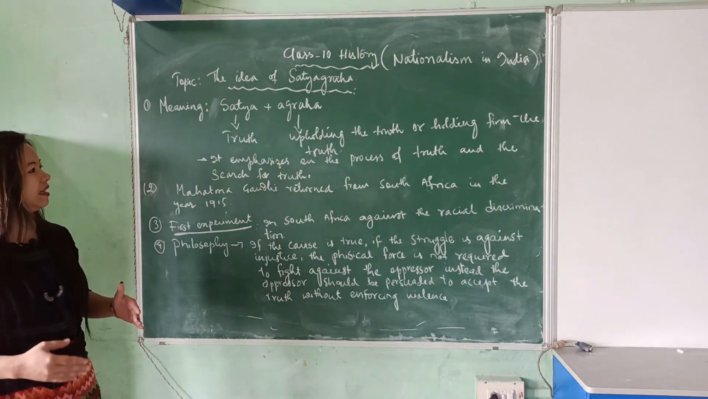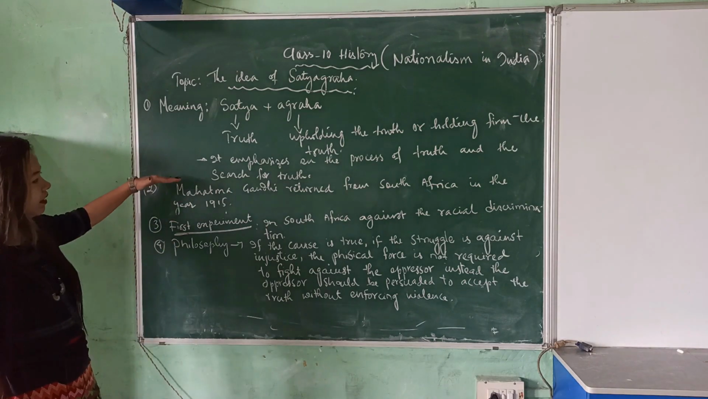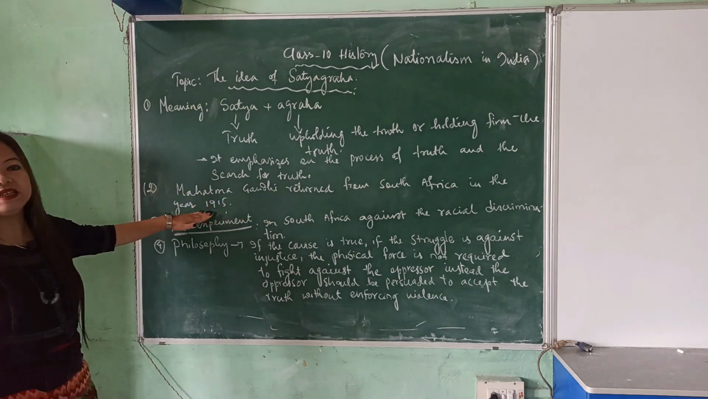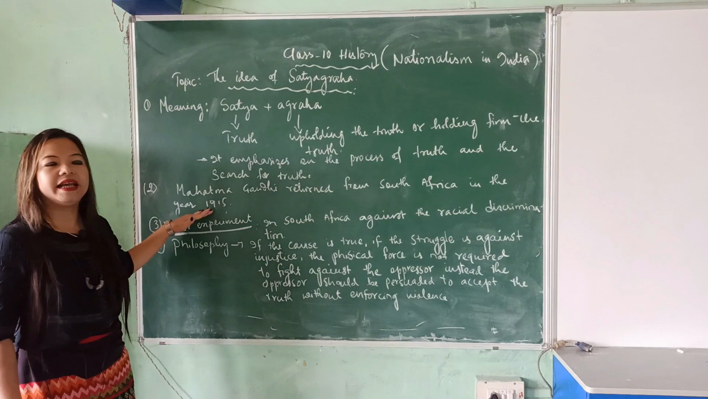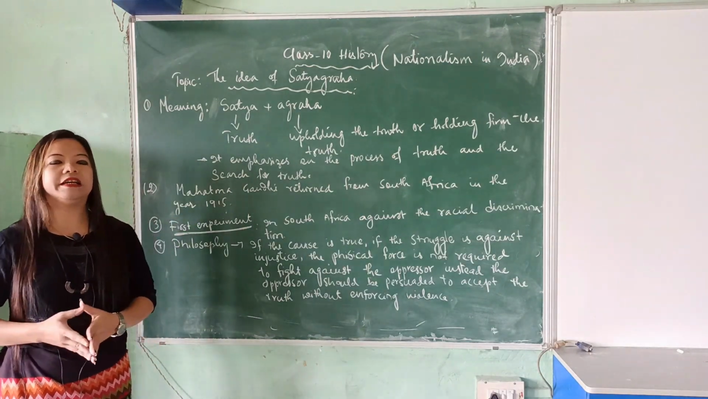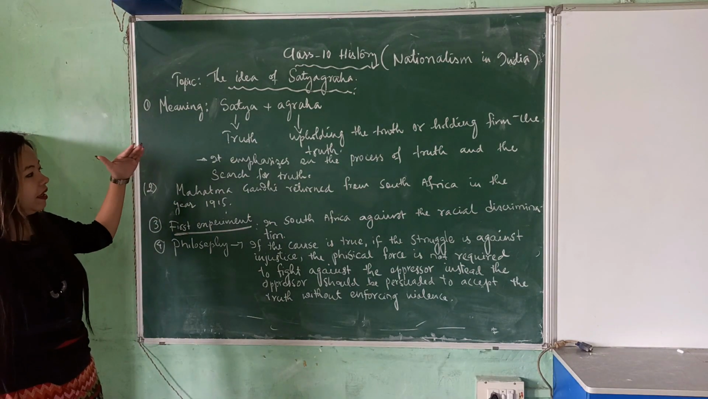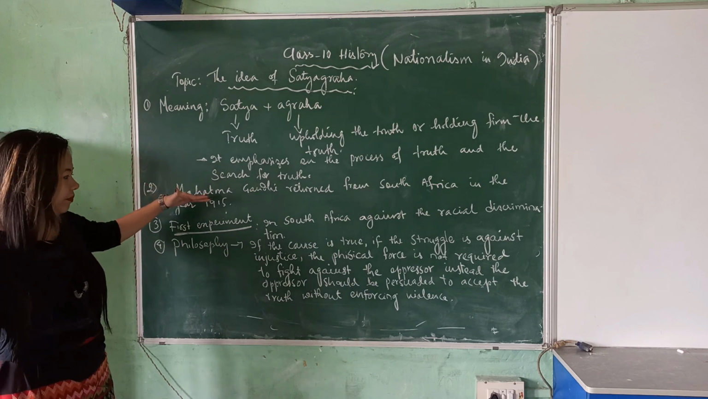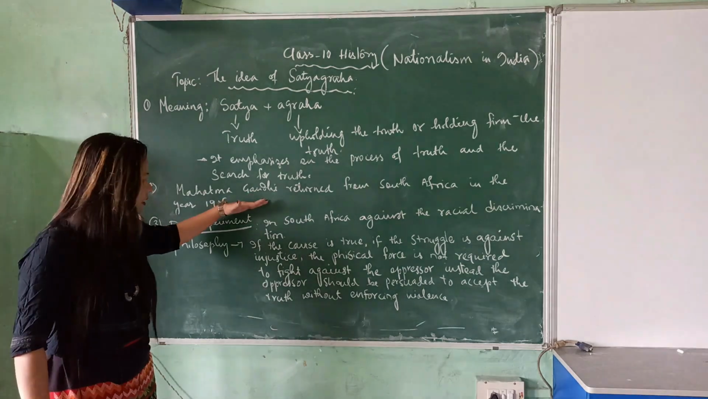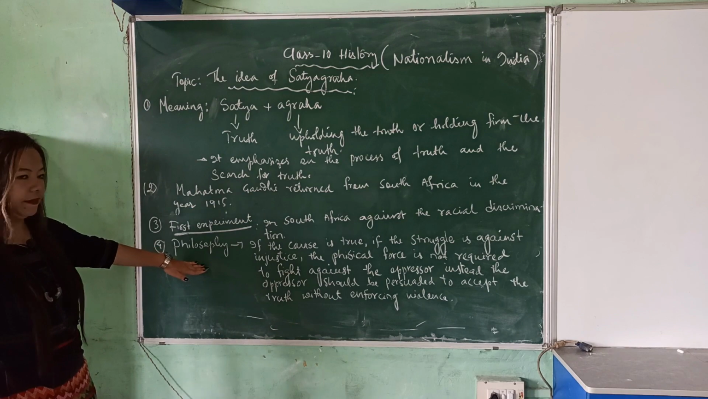Now let us see the year when Mahatma Gandhi returned to India. You can see here on the board, Mahatma Gandhi returned from South Africa in the year 1915. He was there in South Africa to practice the law that he had learned. Now, in India, where he first experimented with Satyagraha, in the first place, he experimented with Satyagraha in South Africa, and now the philosophy of this Satyagraha, you can see.